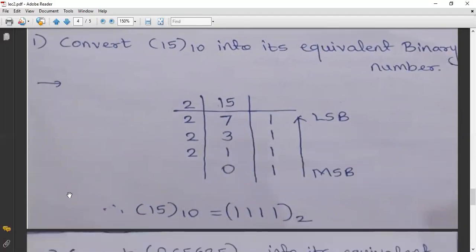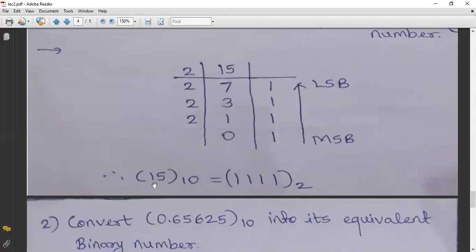So how we are going to write this binary number: from MSB to LSB. The highermost number is called MSB and the lowermost number is called LSB. So 15 to the base 10 will be written as 1111 to the base 2. So here this is LSB and this is MSB.